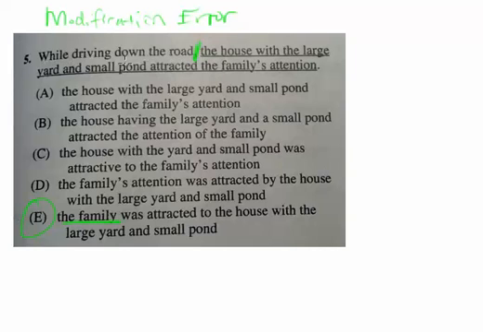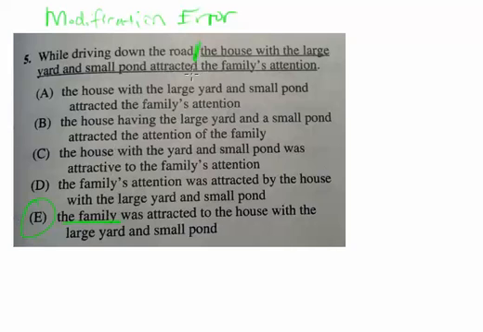So while driving down the road, the family is the only thing that can really be driving down a road in terms of these choices. Some people might be tempted to think about choice D, while driving down the road, the family's attention. Well, then the next noun in the sentence becomes attention. The attention isn't what's driving. The family is the only logical thing that could be driving.